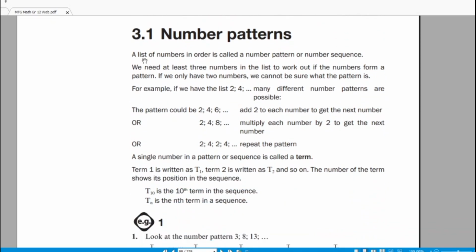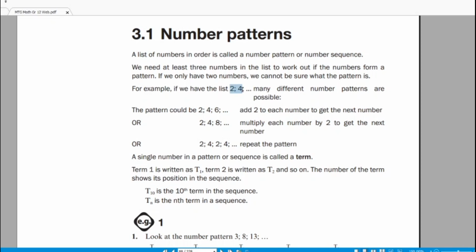Let us just read through this again. A list of numbers in order is called a number pattern or number sequence. If you have a list of numbers like 2, 4, 6, or 1, 2, 3, or 3, 6, 9, and so on, that is a number pattern or a number sequence. We need at least 3 numbers in the list to work out if the numbers form a pattern. Otherwise, if you have 2 numbers only, you can't say if the numbers form a pattern or not.